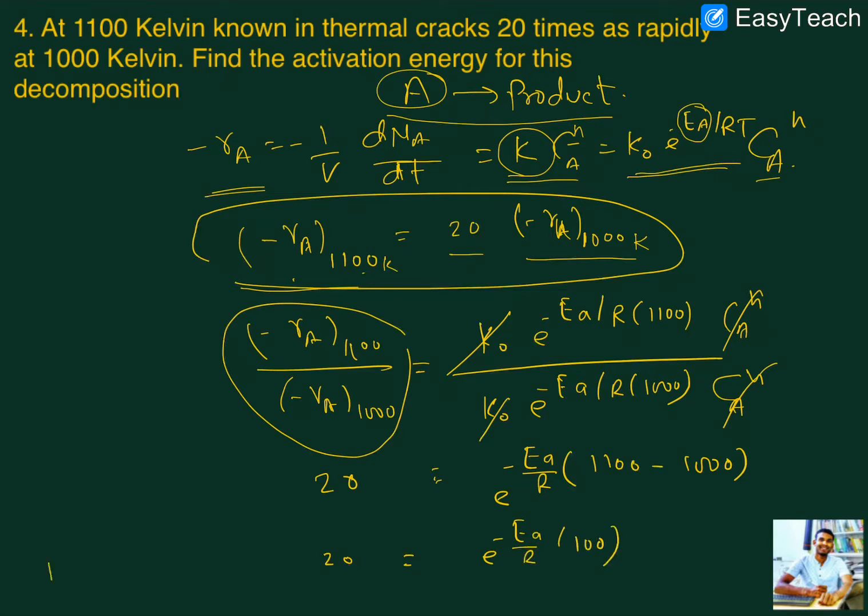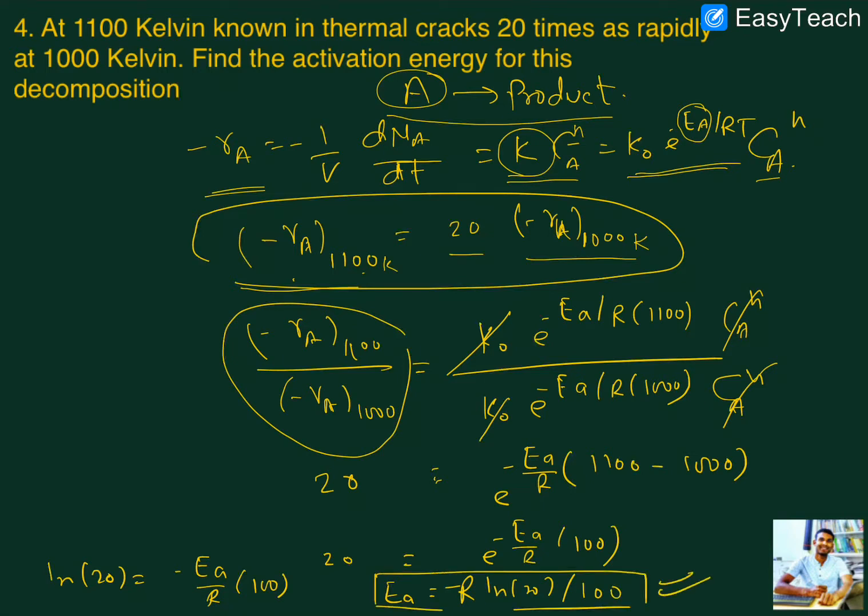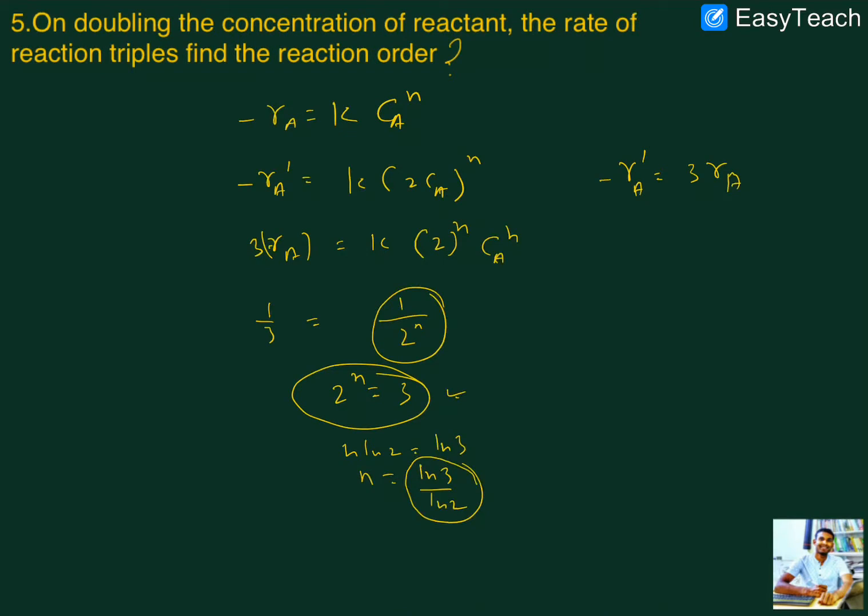So take log on both sides. Here it will be ln 20, and this will become minus E_A over R into 100. So E_A is nothing but minus R ln 20 divided by 100. If you calculate, you will find the value of the activation energy. Okay, so this is the question.